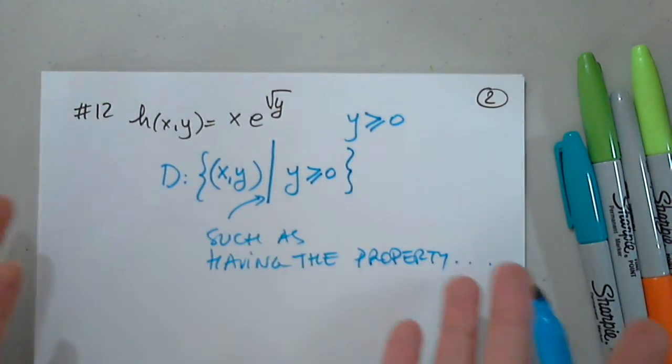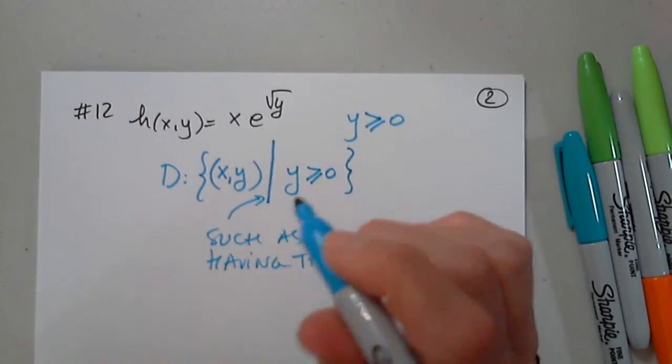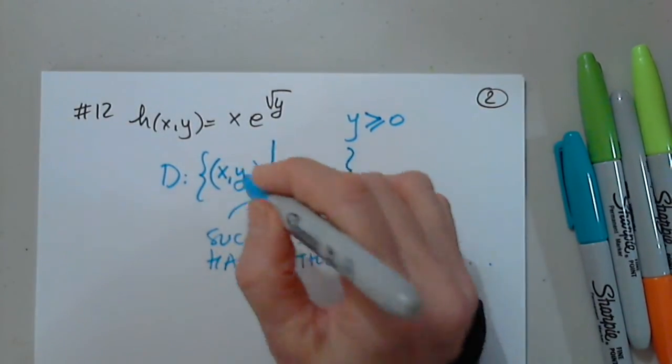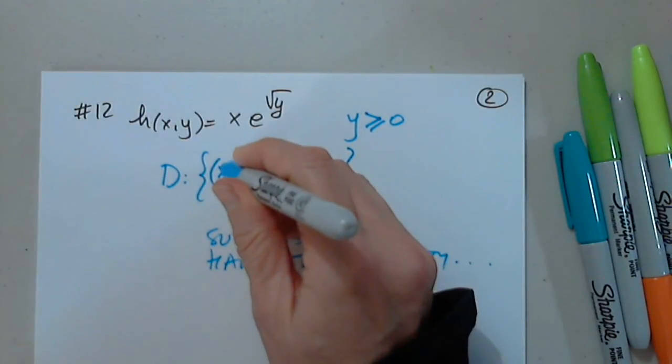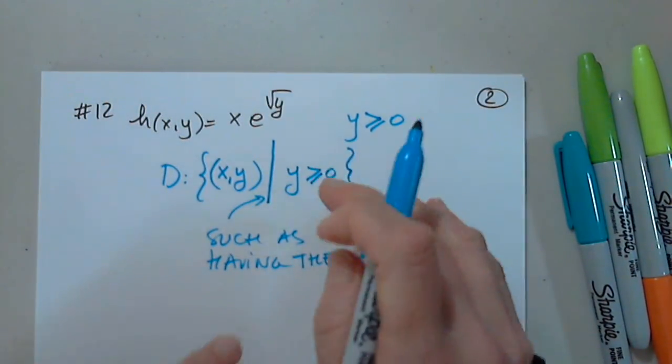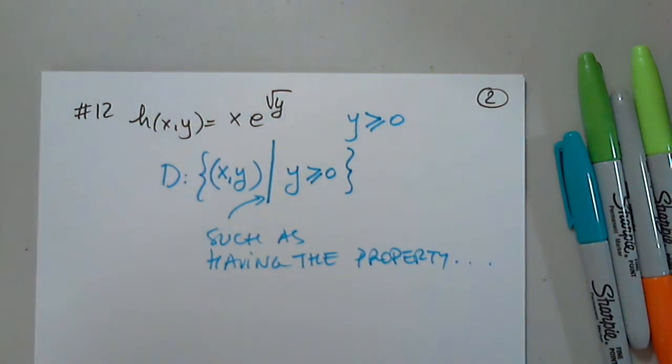If I have no restriction for x, it means it's guaranteed that all these pairs have to have y greater than or equal to 0, any x. There is no restriction on x. If x is not mentioned, x is free. Good. I just saw Nick's chat. Thank you. Good. So let's go back.